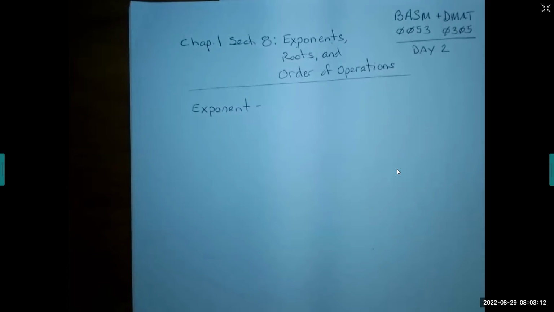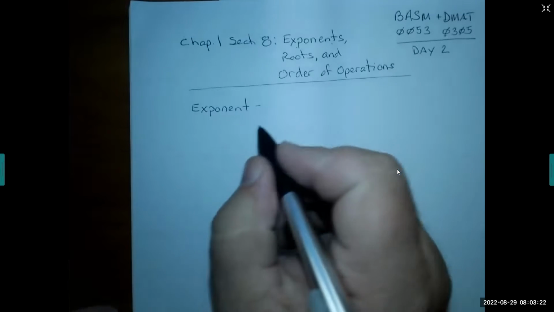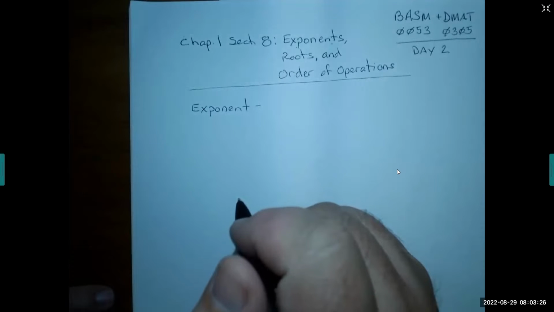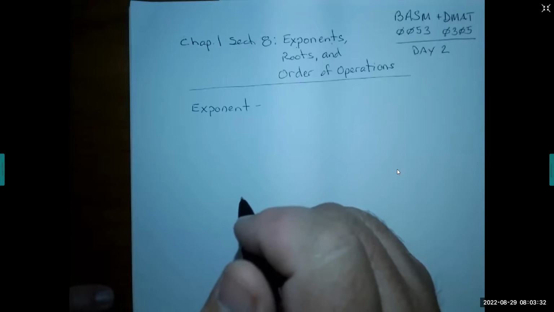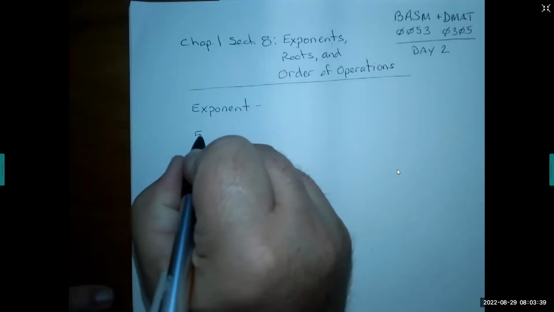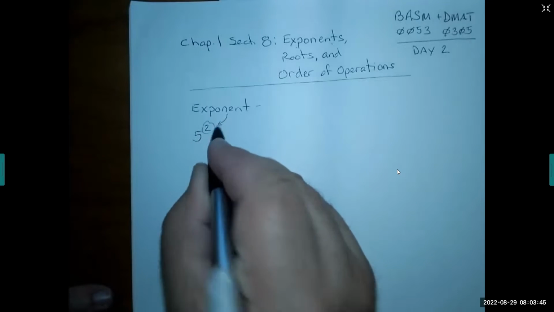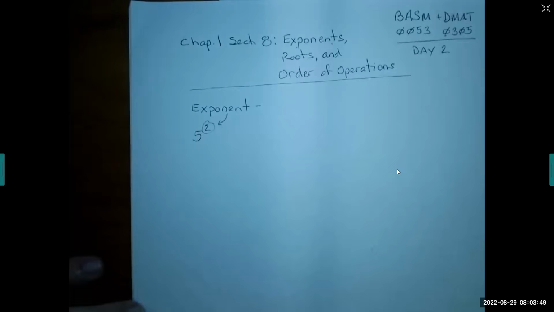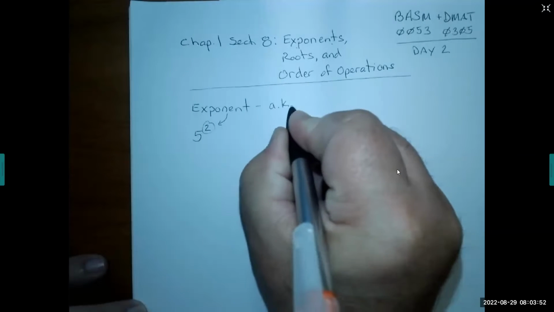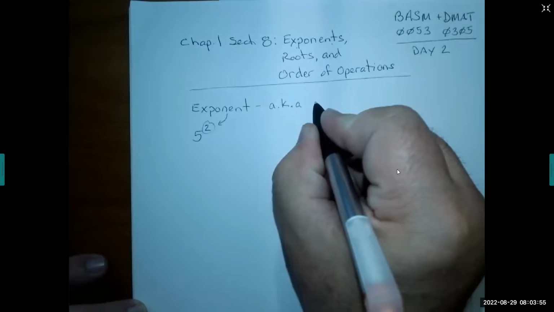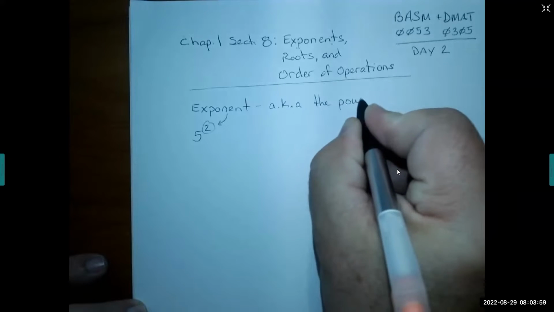What is an exponent? What's another name for an exponent? What does an exponent look like? Give me an example of an exponent. Oh, so PEMDAS, okay. Yes, a number, say 5. If it's squared, if it's raised, so that number there is our exponent. Another name for it, it's also known as the power.